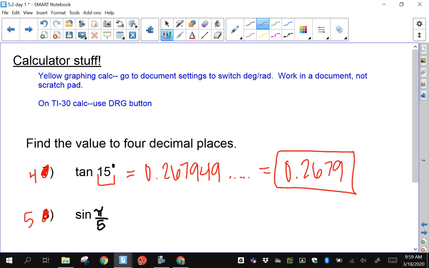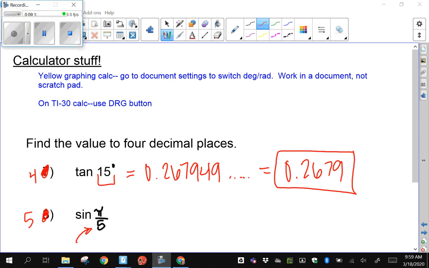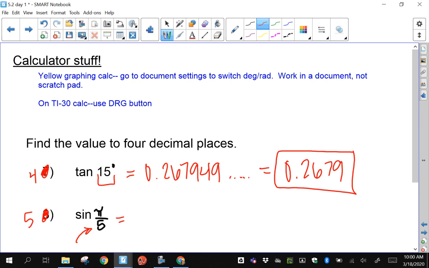Okay, and then sine of pi over 5, it is your job to recognize that that's a radian measure. So that is a good time to change that in your calculator. It's going to take me a second, so I'm going to pause real quick. Okay, I had to change my calculator to radian mode. And rounding to 4 decimal places, 0.5878 when we round.